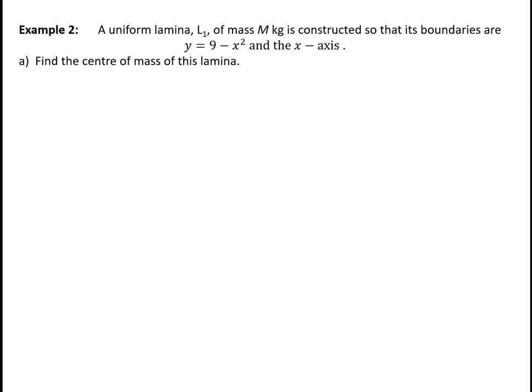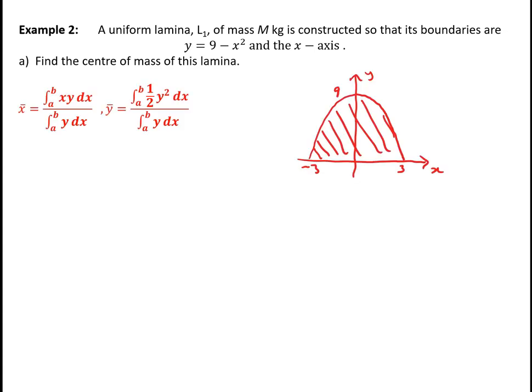The second example, we've got a uniform lamina L1 of mass m kilograms constructed so that its boundaries are y equals 9 minus x squared and the x-axis. We've got to find the centre of mass of this lamina. It's a good idea to have a sketch of the lamina. So y equals 9 minus x squared is nice and easy to draw. It meets the x-axis at x equals minus 3 and 3.